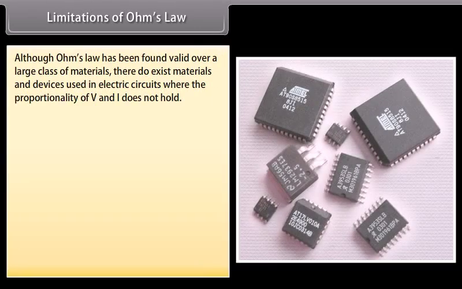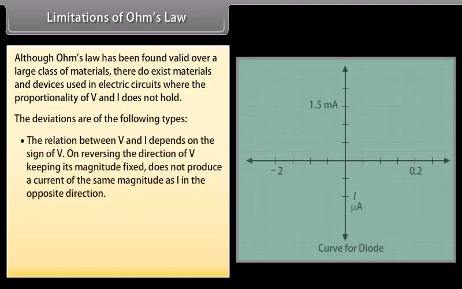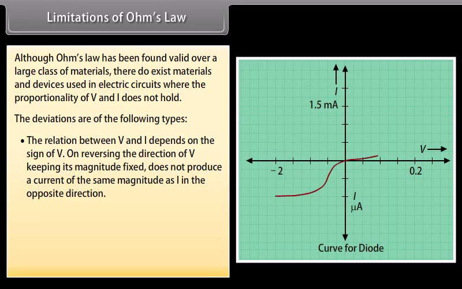Limitations of Ohm's law. Although Ohm's law has been found valid over a large class of materials, there do exist materials and devices used in electric circuits where the proportionality of V and I does not hold. The deviations are of the following types. The relation between V and I depends on the sign of V. On reversing the direction of V, keeping its magnitude fixed, does not produce a current of the same magnitude as I in the opposite direction.